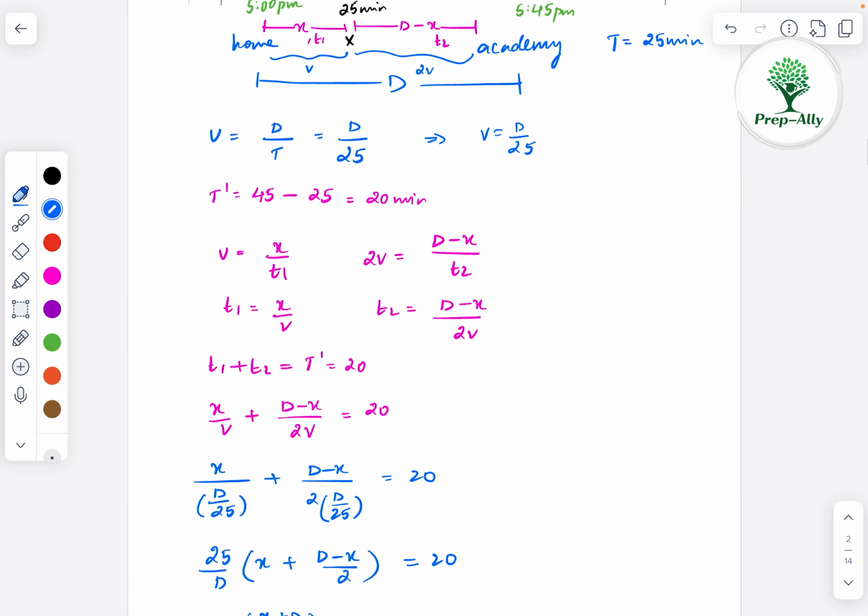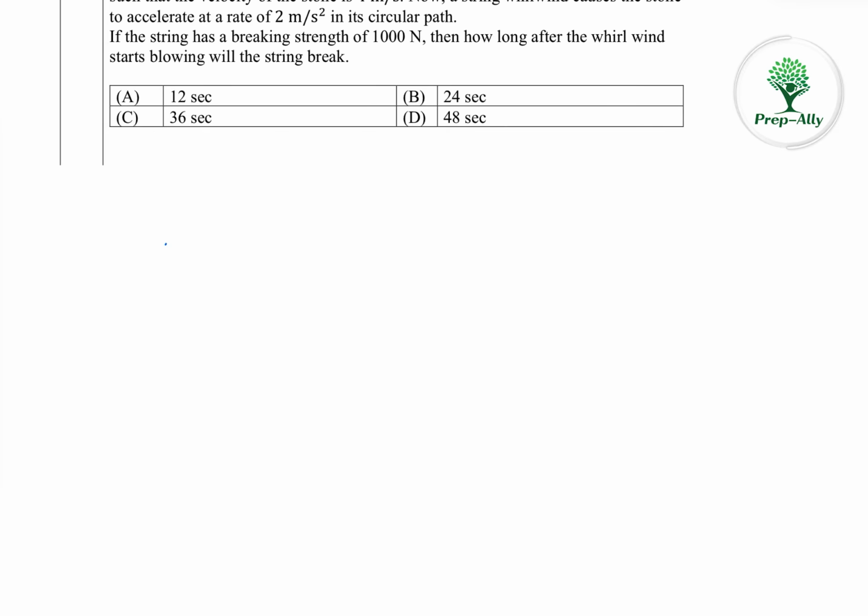Ram whirls a stone of mass 100 gram tied to a massless string of length 1 meter such that the velocity of stone is 4 meter per second. Okay, so let us say this is one end of the string and he is holding this string of 1 meter such that at this end you have a stone and the stone is now going in a circular path like this.